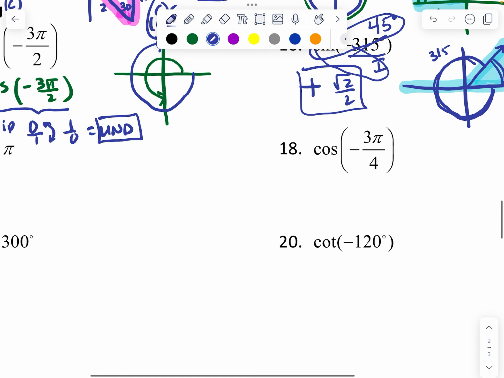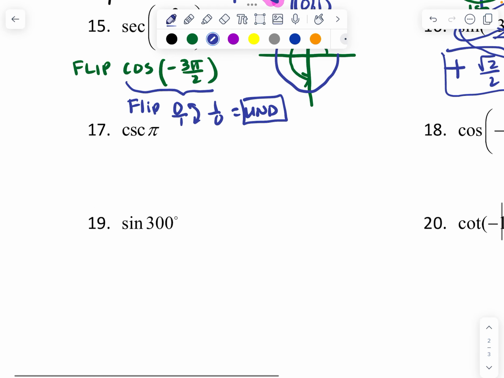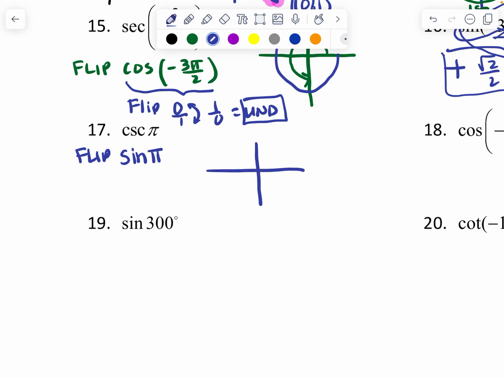All right, cosecant of pi. Don't like that. Cosecant is the flip of sine, so let's just find the sine of pi and then flip that answer. Okay, now where is pi? Pi is right here. Again, notice I'm not in a quadrant, I'm on an axis. So I'm going to look at the point there, which is negative 1, 0.